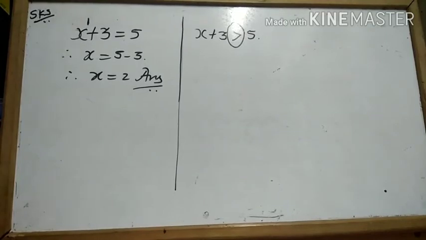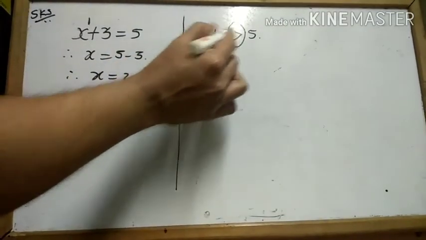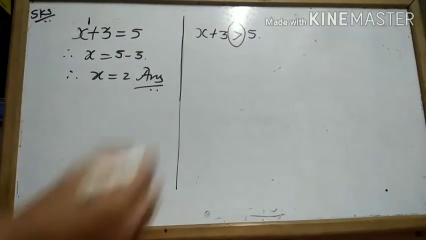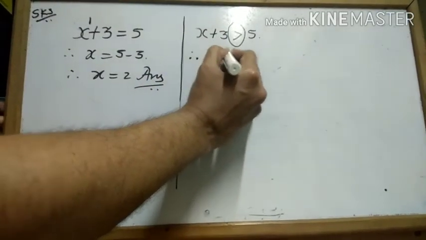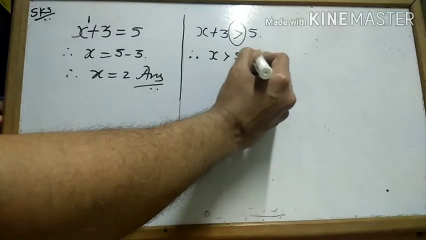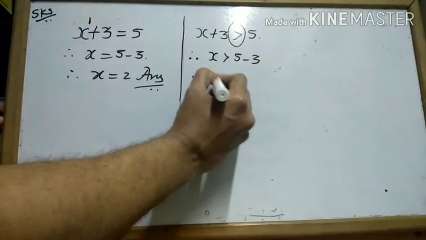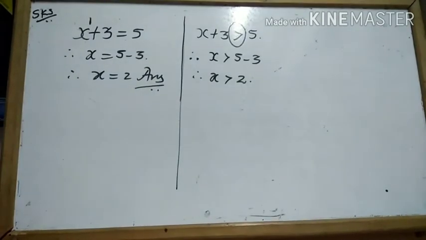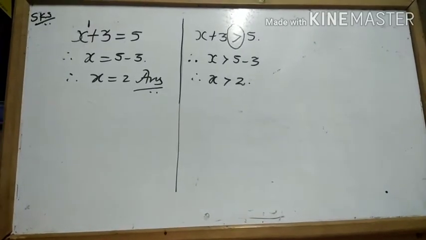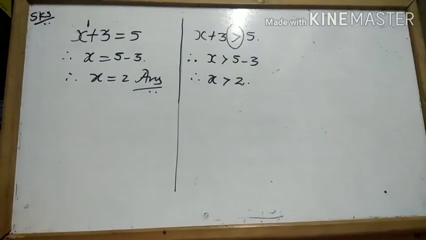Why are they called inequations? Because there is no equal to sign over here. So if somebody asks me to solve this particular inequation, then x is equal to 5 minus 3. Therefore x will be greater than 2. That means the value of x can be anything, but anything more than 2. It may be 2.1, 2.2 or whatever it may be, more than 2.